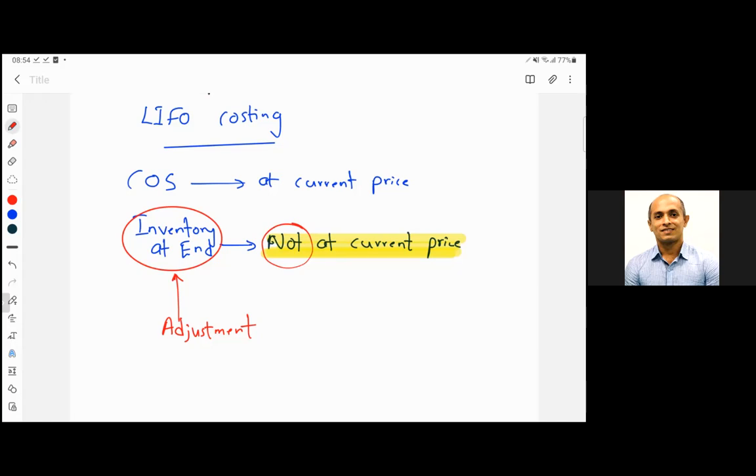So you can adjust for changes in price level. You can see how the price level has changed from last year to the current year. That change you can adjust here.